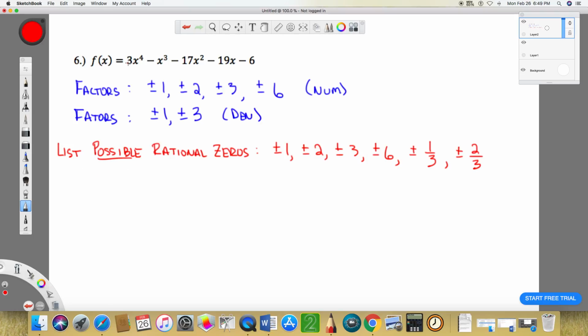All right, so we didn't have any greatest common factor. We don't have any missing powers on our exponent. We don't have any, so let's jump in and try 1, see if it works.